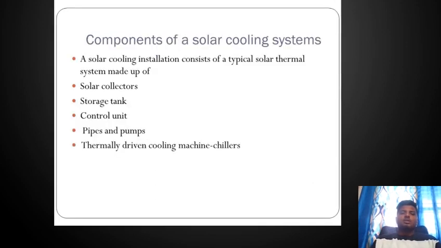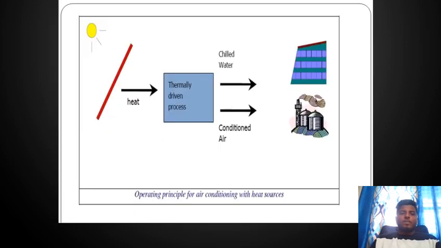Components of a solar cooling system. A solar cooling installation consists of a typical solar thermal system made up of solar collectors, storage tank, control unit, pipes and pumps, and a thermally driven cooling machine, the chiller. Operating principle for air conditioning with heat sources: heat thermal driven process, chilled water, conditioning air.